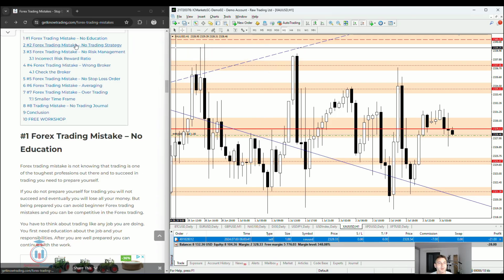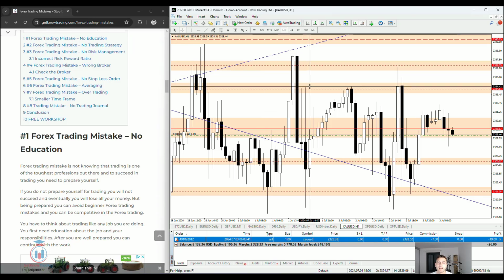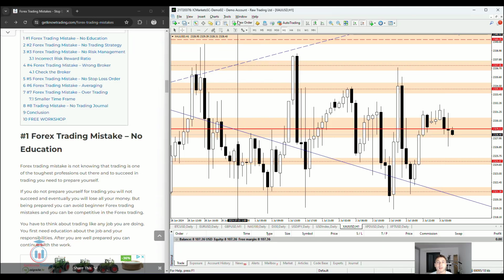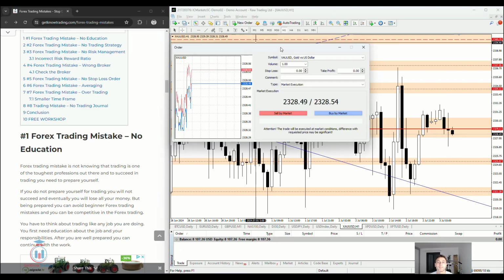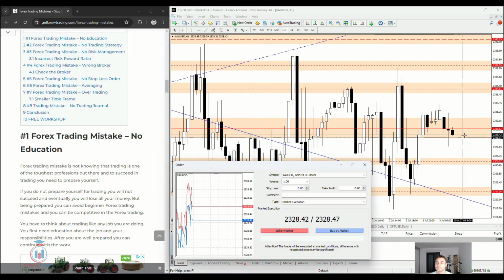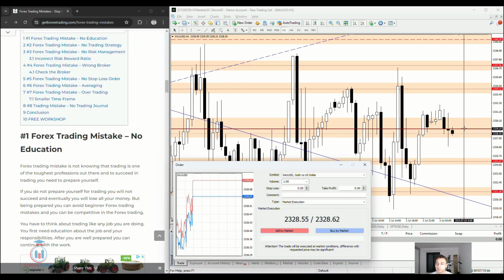Then there is no trading system, no trading strategy. That means you need to know when to enter the market. For example, I will close this order and I want to open a new order. When to open a new order? Will I open right now? Will I open, for example, if the price goes up or if the price goes down?